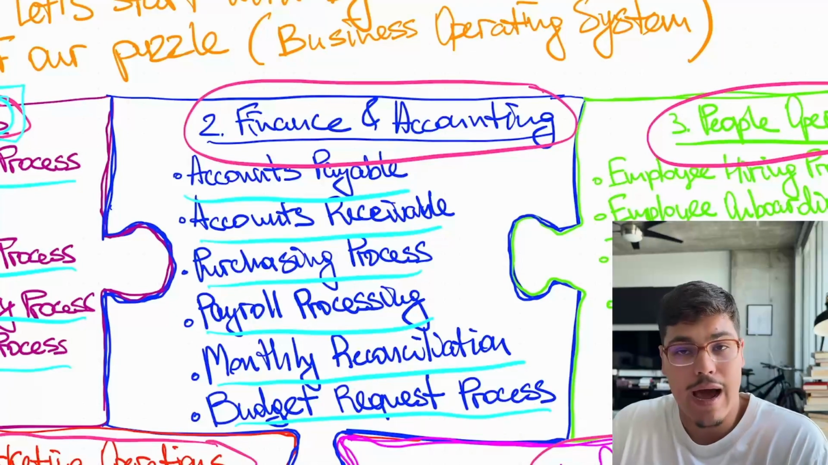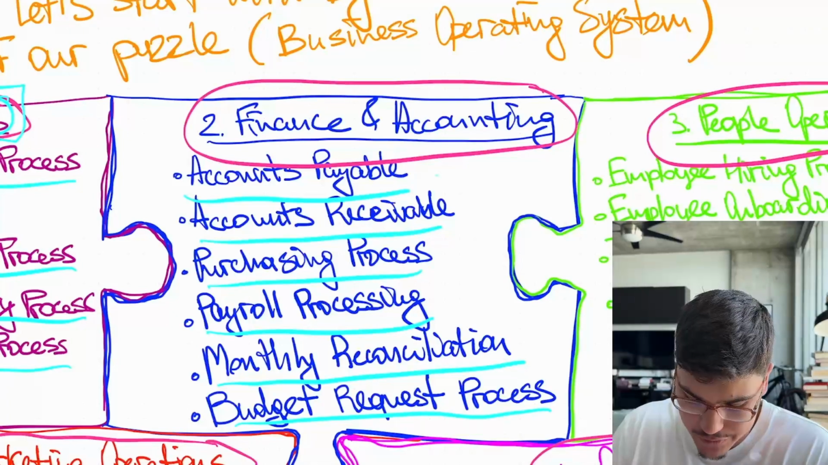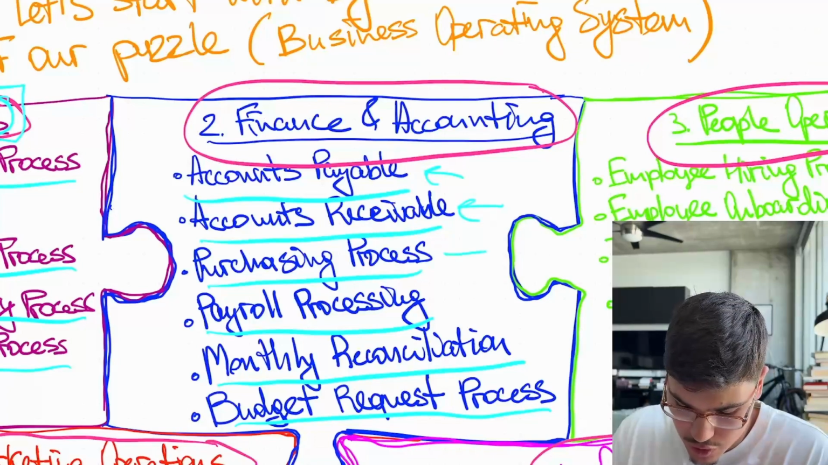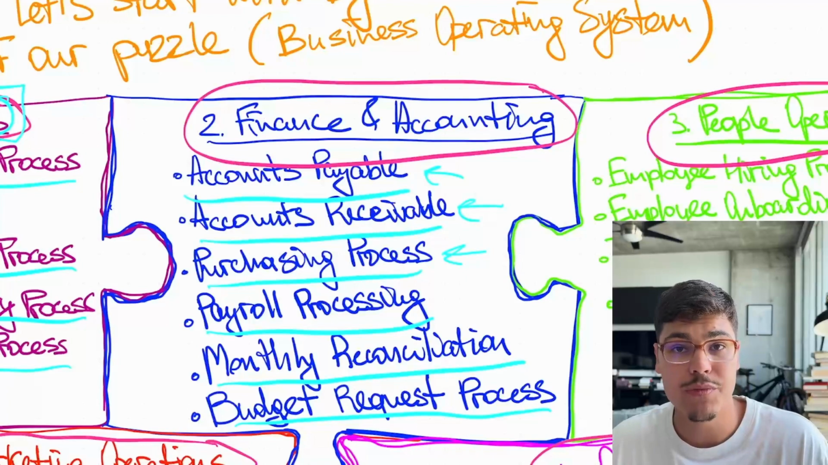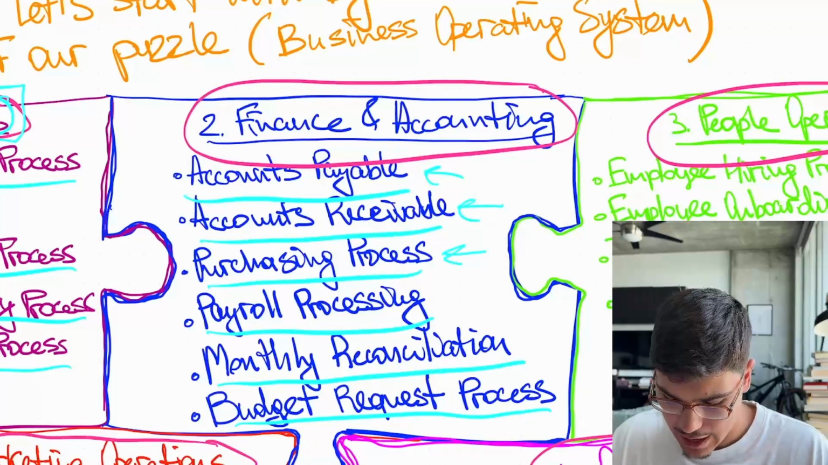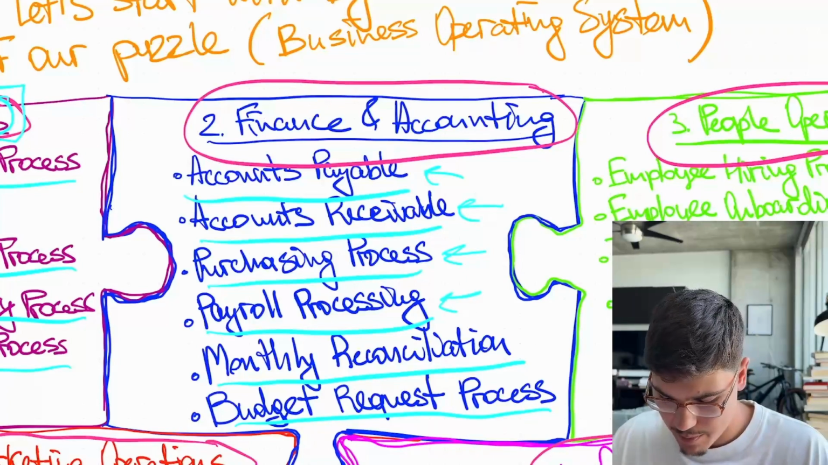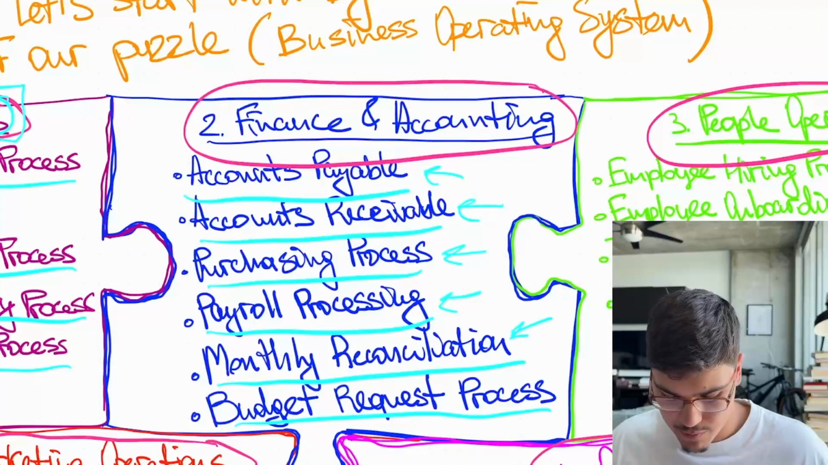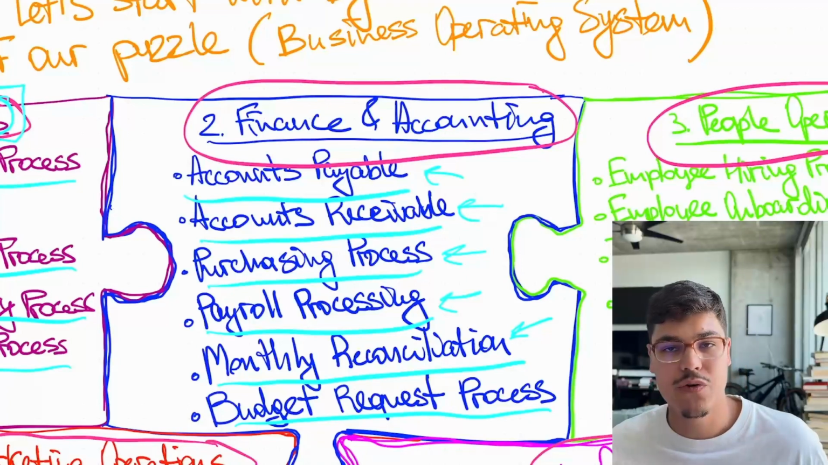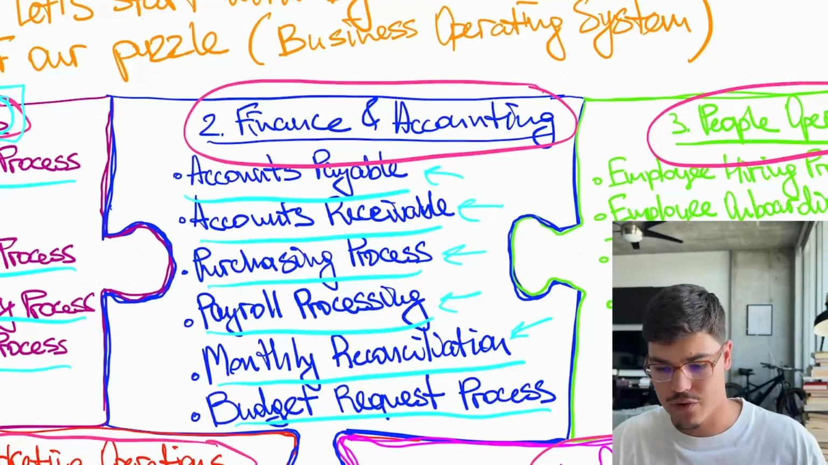So all of these are examples. Most popular, obviously, are accounts payable process, accounts receivable, purchasing process, if you need to purchase some materials or order some things, payroll processing, right? Monthly reconciliation. Most of the time, maybe not all of you have budget requests, but if you do, again, that's going to be part of your system.